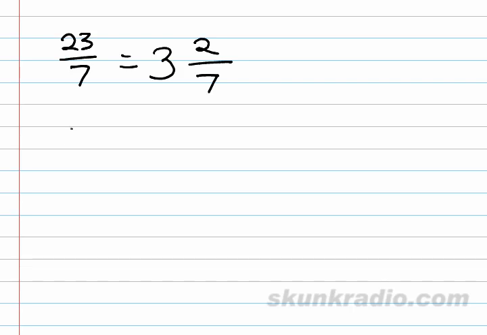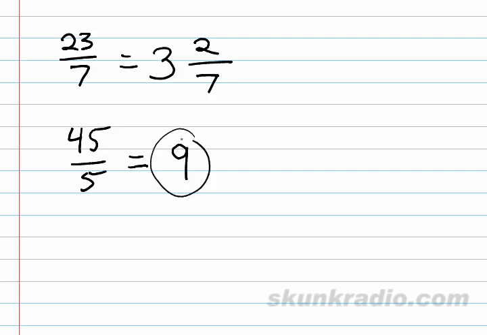Here's another one. How about 45 over 5? I ask myself, how many times will 5 go into 45? It'll go 9 times, because 9 times 5 is 45. Hey, there is no remainder. Well, guess what? Then this is just the answer. The answer is just a whole number. It's not actually a fraction.